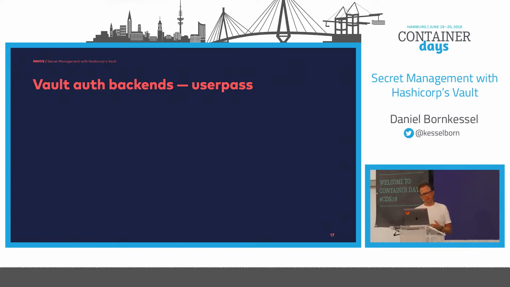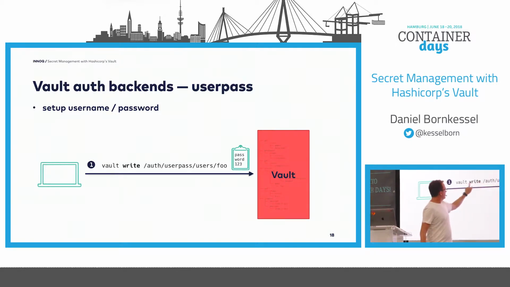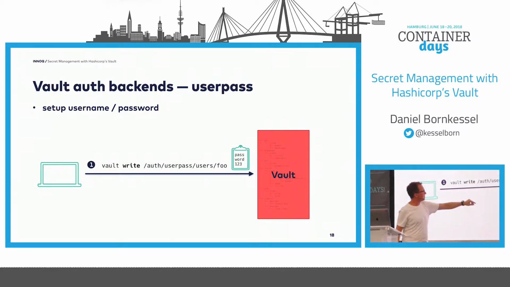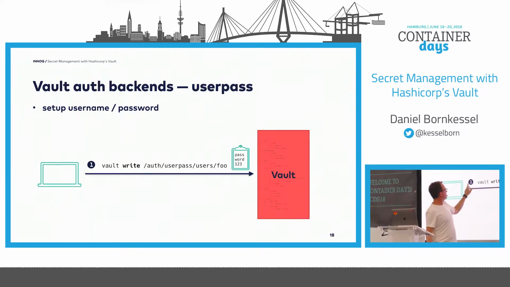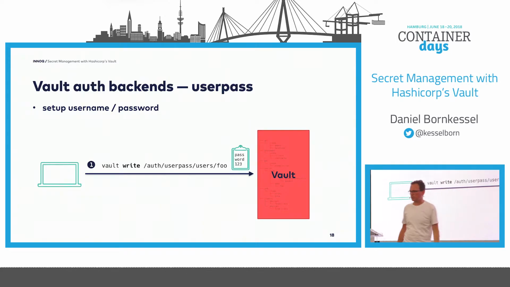Another possibility to authenticate against Vault is with the username and password. For that, you have to configure Vault once initially. You will always see that we use something like paths here. I will explain that later, just ignore that for now. But in this example, some administrator, for example, creates a user named foo with the password 123.